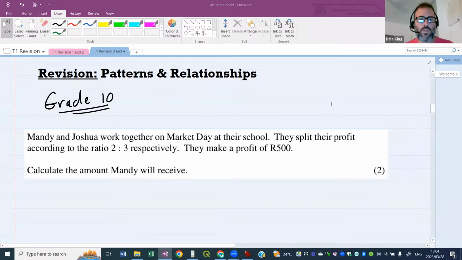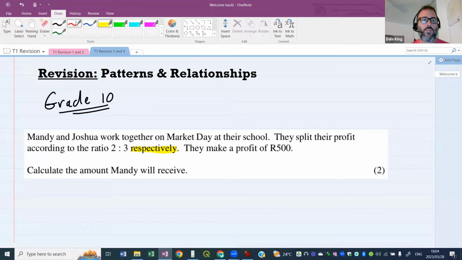It says Mandy and Joshua work together on market day at their school. They split their profits according to the ratio 2:3 respectively. Now, this word respectively, for anyone that's wondering, just means in that order. So the 2 first and then the 3 second. Respectively means in the order that we say it or type it out here in this sentence. So 2 first and then 3.